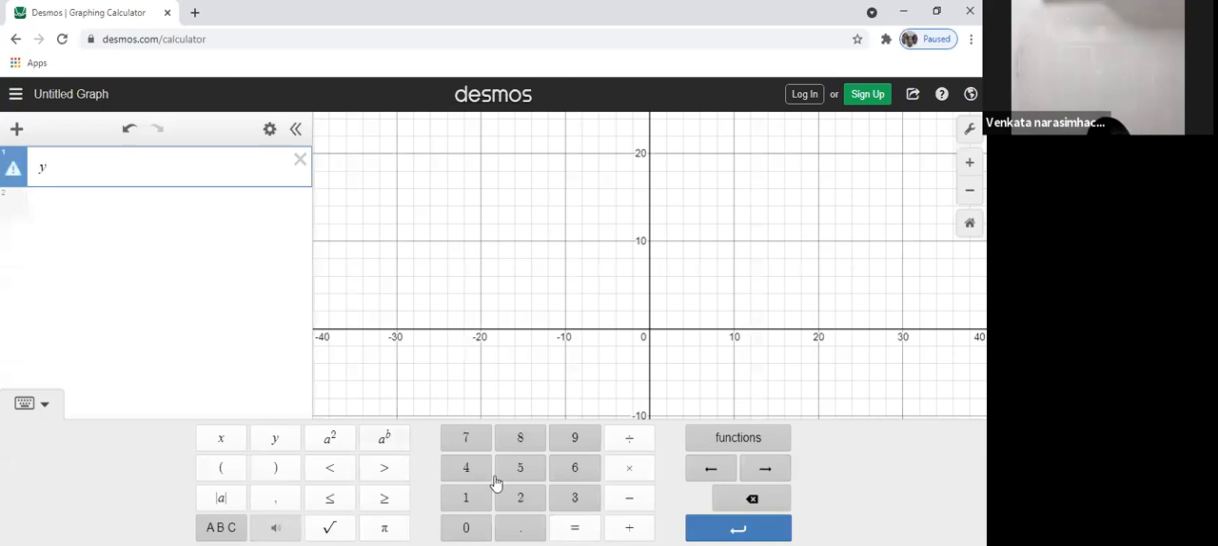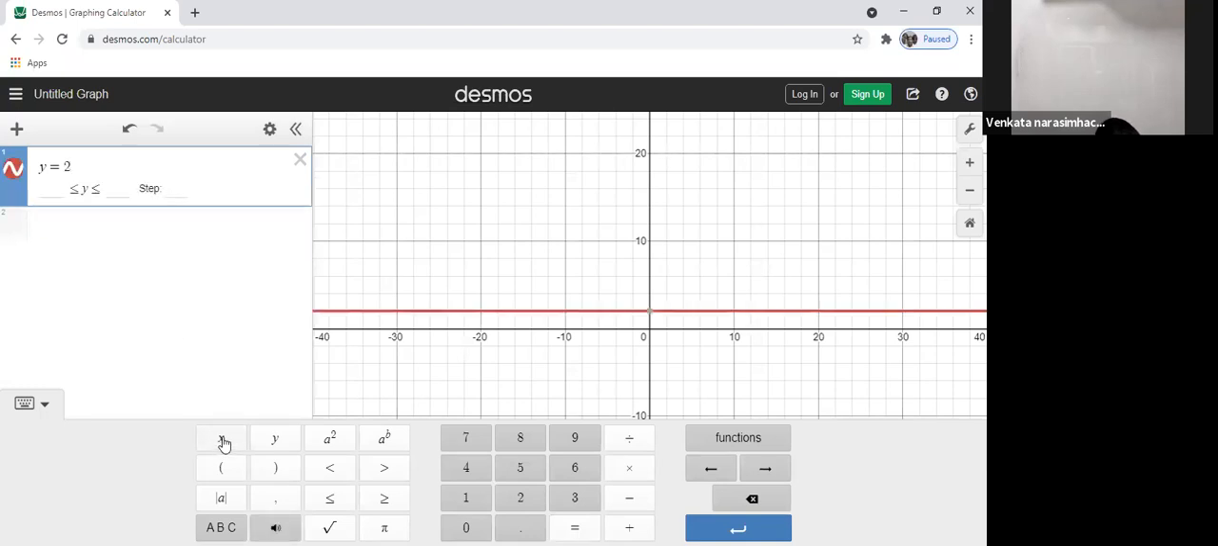Just for you people to have a better understanding of the graphs, I'll use Desmos to show you a few graphs. Share screen. Are you able to see the screen? Yes, sir. Let me draw a straight line first.